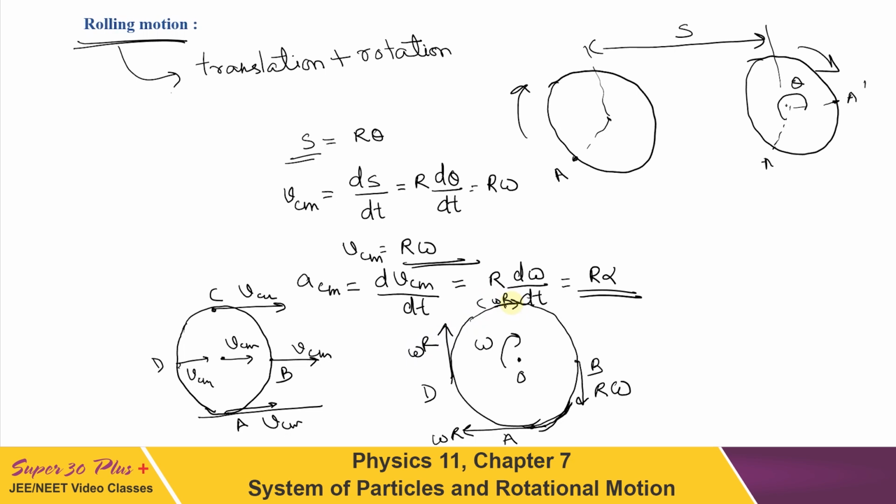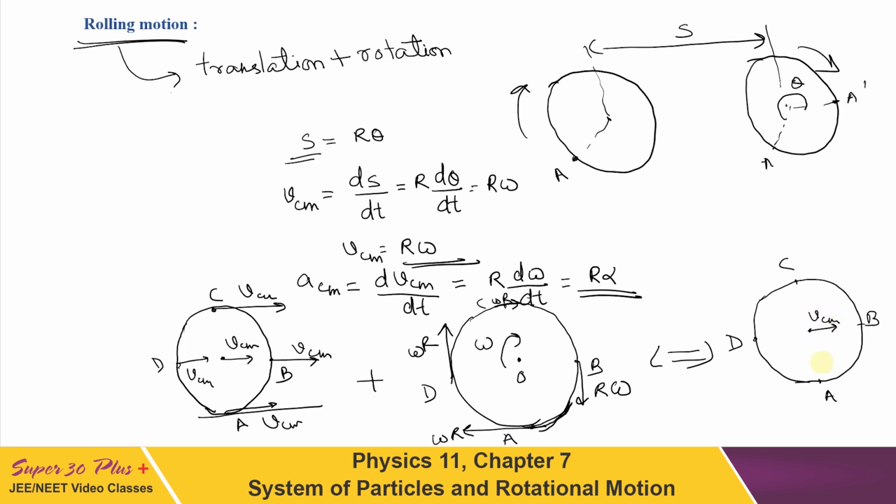The first one was pure translation and now it is pure rotation. And the result is, I am adding these two motions now, so the result will be that of rolling. Again, now denote the points A, B, C and D. Now if I want to show the direction of velocity for these points, for the center, it has to be VCM.